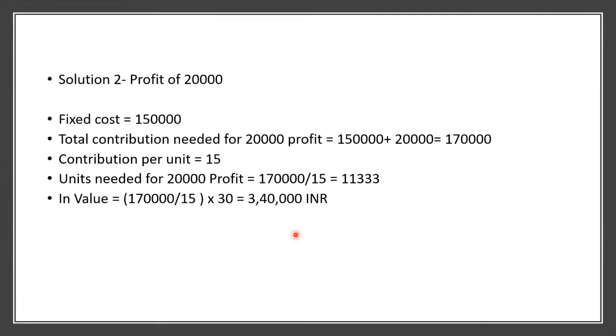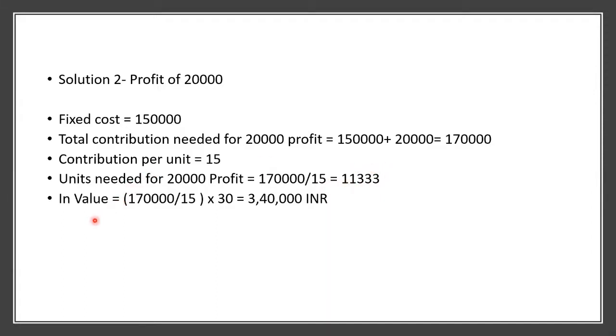Let's go on to find how to make profit of 20,000. We know the fixed cost given is 1,50,000. Total contribution needed for 20,000 profit, we need to add that 20,000 to fixed cost, because if we only recover fixed cost, there is no profit, no loss, like we said earlier. We now need 20,000 profit. So we simply add 1,50,000 with 20,000. We need a total contribution of 1,70,000. Contribution per unit is 15. So how many units do we need to make 20,000 profit? 1,70,000 divided by 15 is 11,333 units we need.